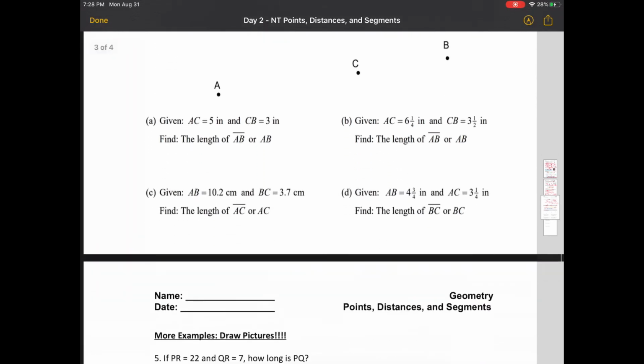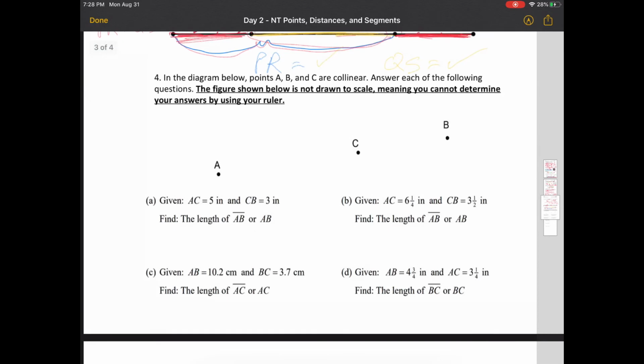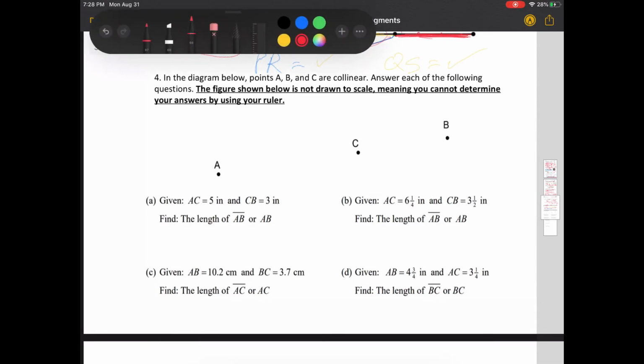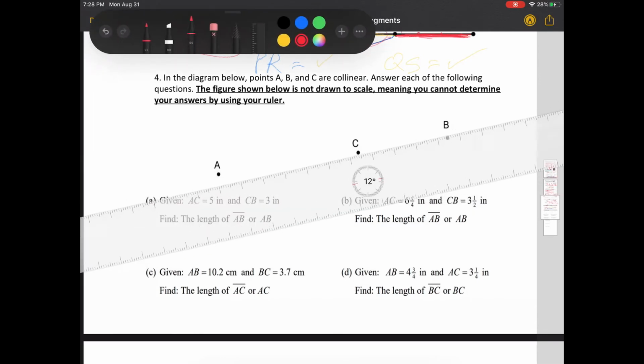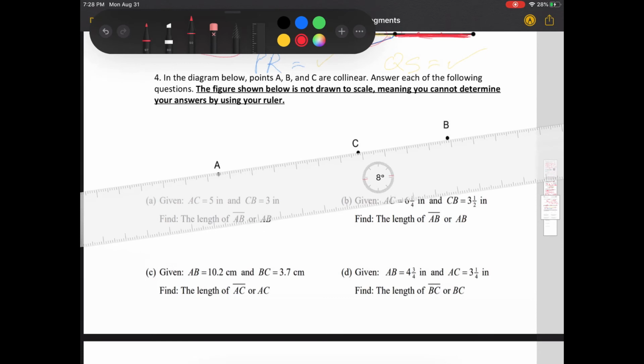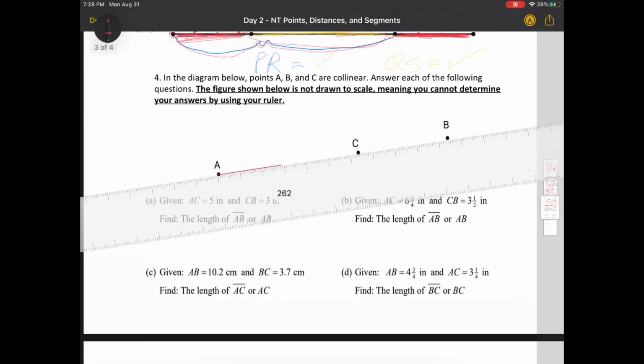So now if we move on, we have some practice problems here. Let's do one together, and then you guys can pause the video and practice on your own. It says, in the diagram below, points A, B, and C are collinear. So we're already told that. Let's go ahead and draw a nice straight line with our ruler. So if I take my ruler here, and match it up, I'm going to draw a straight line. Okay, so they're told that they're collinear. Remember, keep that in mind.